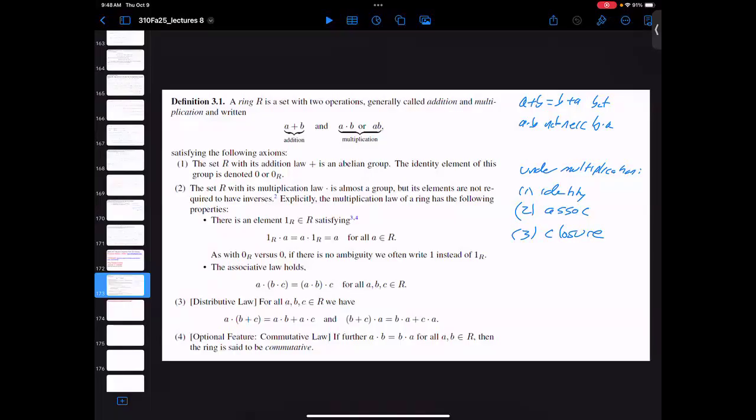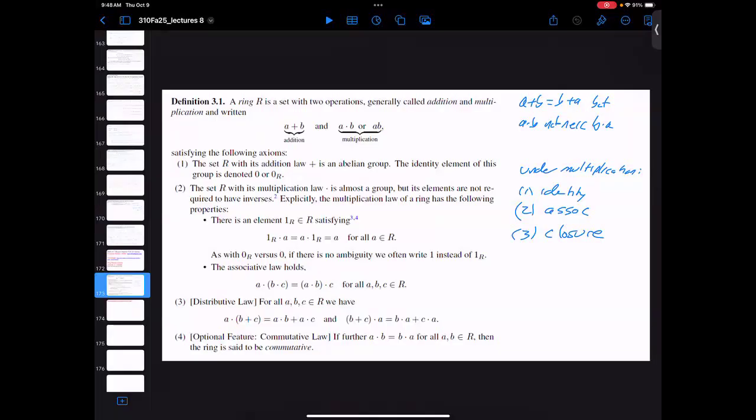We want there to be an identity element, one satisfying, under multiplication, if you multiply on the left or the right, it does nothing. We want the associative law to hold. Implicit in this is closure. If we multiply two things in R, they stay in R. But we do not require multiplicative inverses.